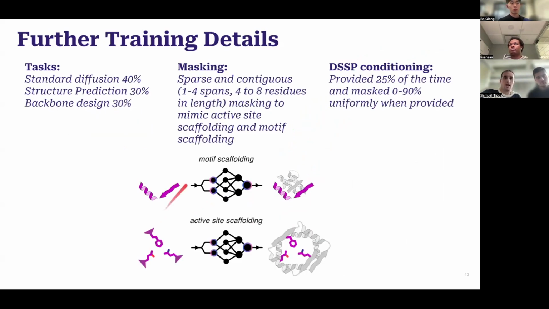In terms of the tasks that we're doing during training, this was really important and took a while to figure out which tasks were most important to be able to sample good proteins.